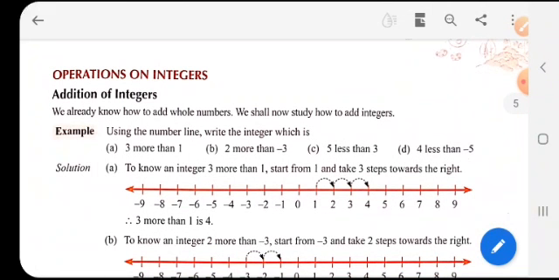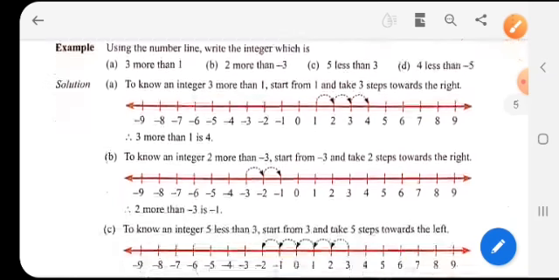Then we have operations on integers. How do we do the operations, that is addition and subtraction, in integers? Using the number line, write the integer which is 3 more than 1. You have to place the first point at 1 and move 3 points above. This is 1, this is 2 and then it is 3. So the answer is 4. Therefore 3 more than 1 is 4.